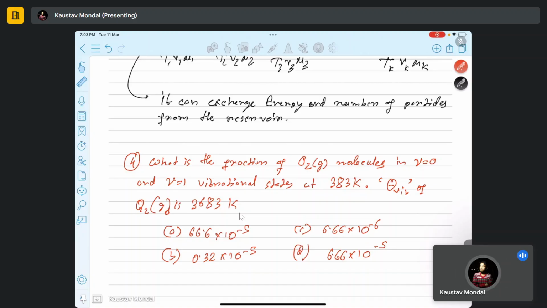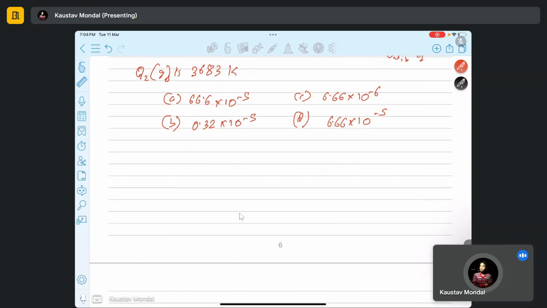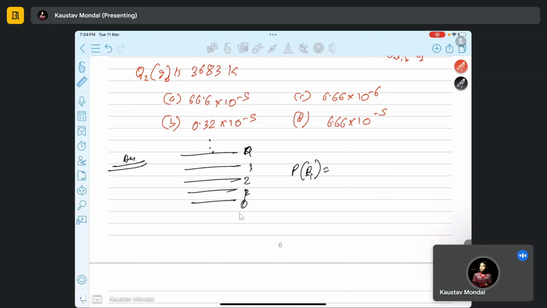Okay, so I have to calculate the probability, the fraction of molecules in nu 0 and nu 1. How do we do that? We already know that if there are different energy states, like 0, 1, 2, 3, 4, then the probability of being in a state Ei would be simply e to the power minus Ei by kBT, divided by Z, where Z is the partition function, the summation over all of the possible states. So this you already knew, right?